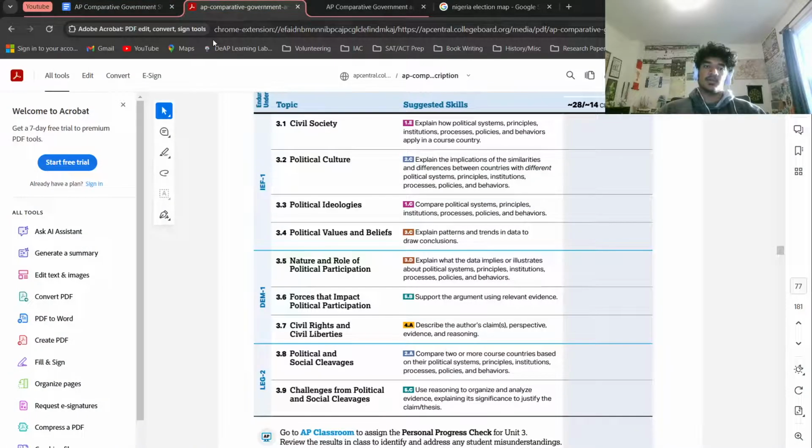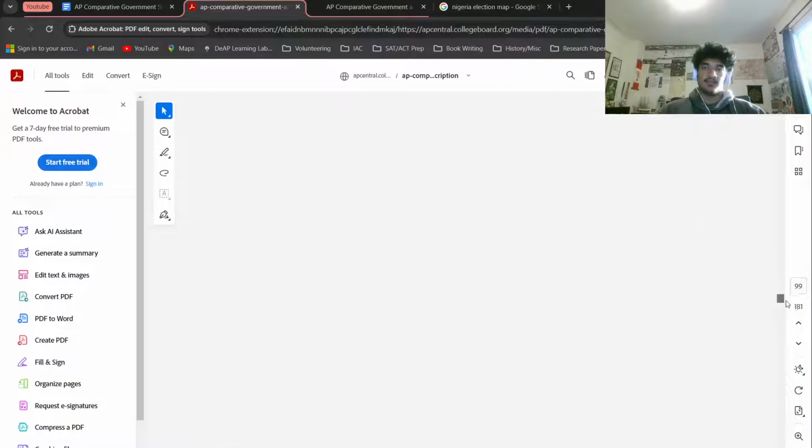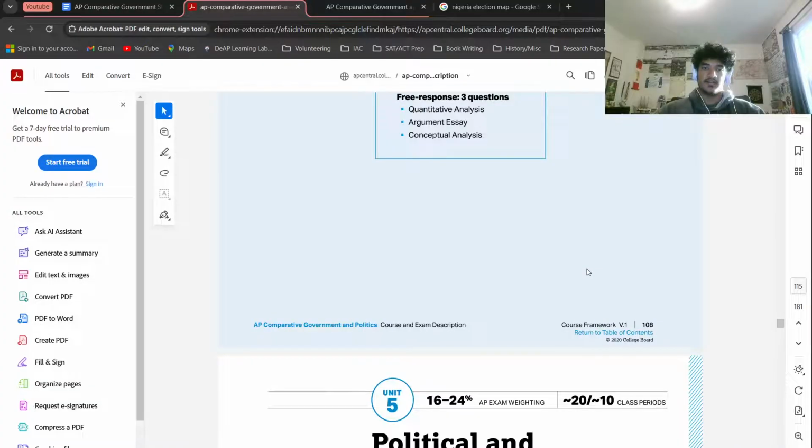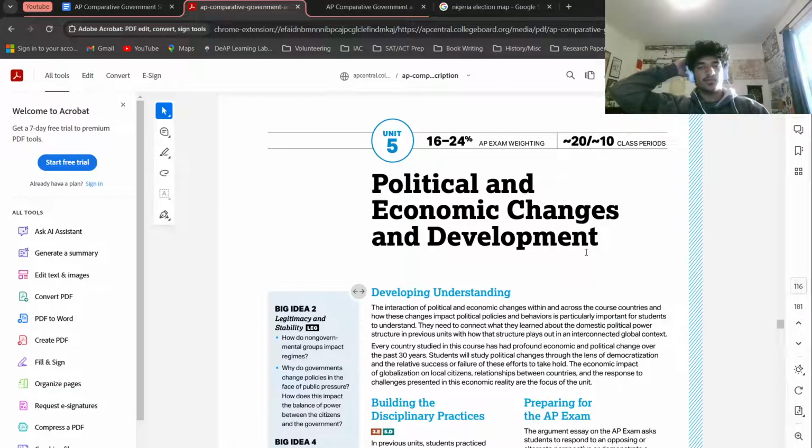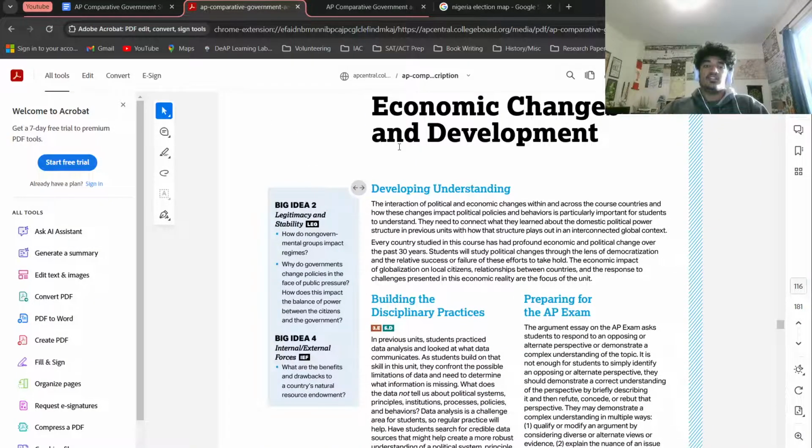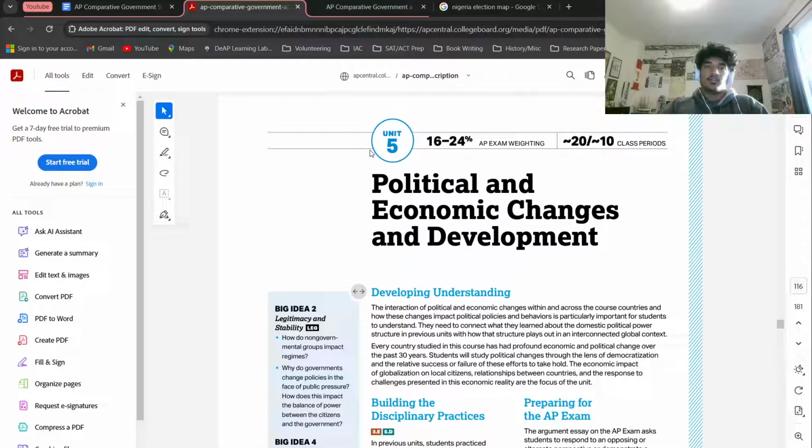Now, let's talk about Unit 5. Let's go through the CED and walk through everything that we need to know. We're talking about political and economic changes and developments. There's a couple things that you really need to know about this unit. First is resources. What are the impacts of resources on countries? Think about the resource curves. Let me give you an example. Nigeria, this example, reliance on oil.